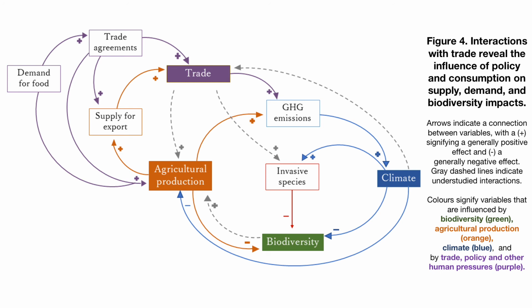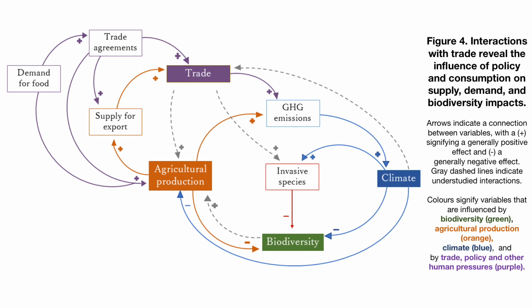When we start to think about adding even more factors, including trade, trade agreements, and the demand for food and consumption, the picture starts to build in complexity. More trade agreements mean that more agricultural production is needed to meet the demand for food and provide supplies for export. And these contribute to greenhouse gas emissions and the negative impacts on biodiversity.